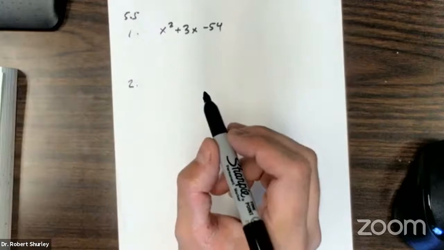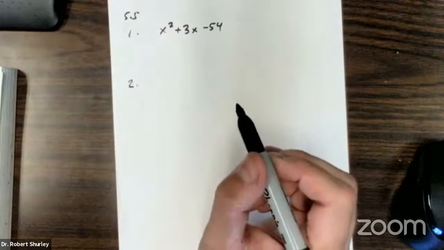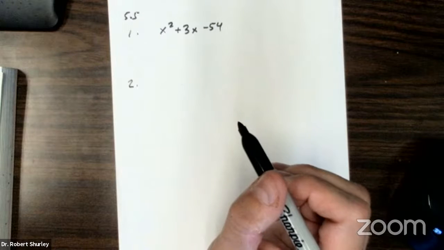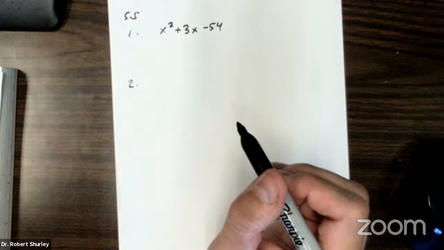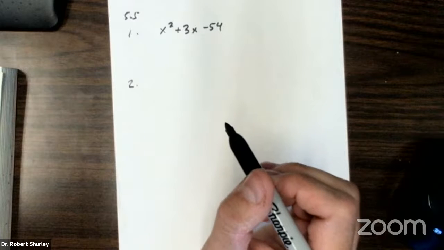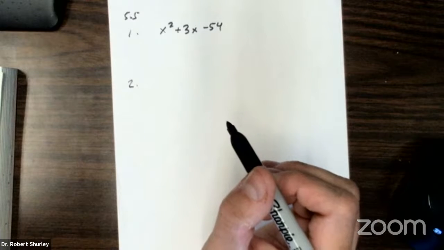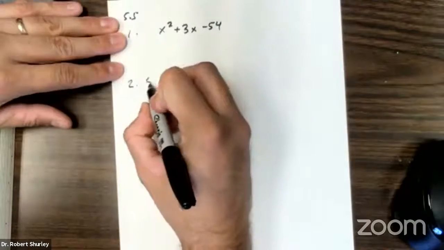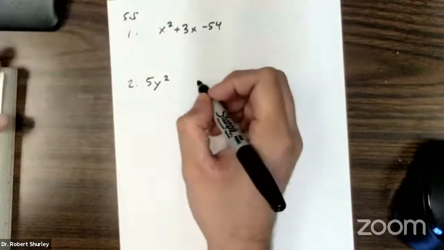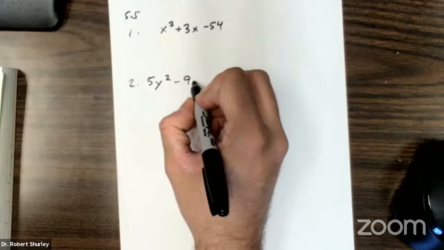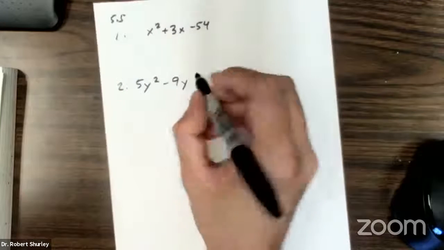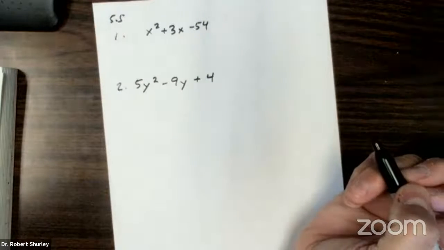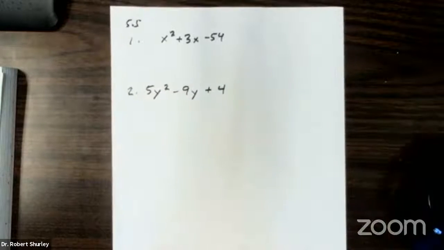let's do one. And they dove right into the weird ones. Give me just a second. Well, I'm going to change it up a little bit, but it's going to be 5y squared minus 9y plus 4. Yeah. So try those two.